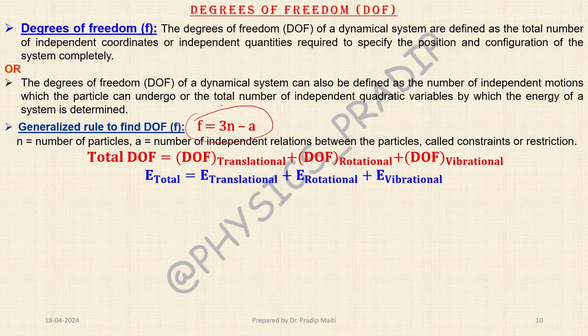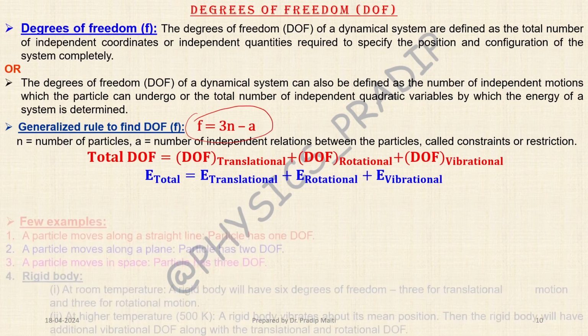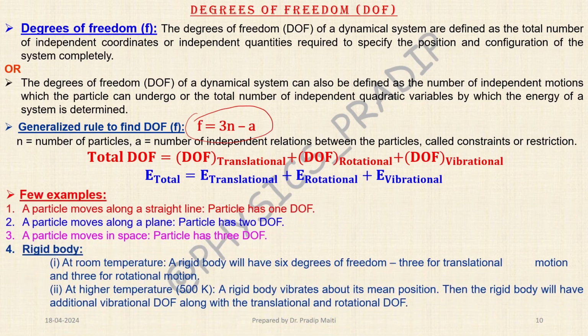F equals 3n minus A, where n is the number of gas particles or gas molecules and A is the restriction between the gas particles. Here are some examples of degrees of freedom. A particle moving along a straight line has 1 degree of freedom. If a particle moves along a plane, then it has 2 degrees of freedom. And if a particle moves in space, meaning 3-dimensional space, it has 3 degrees of freedom.